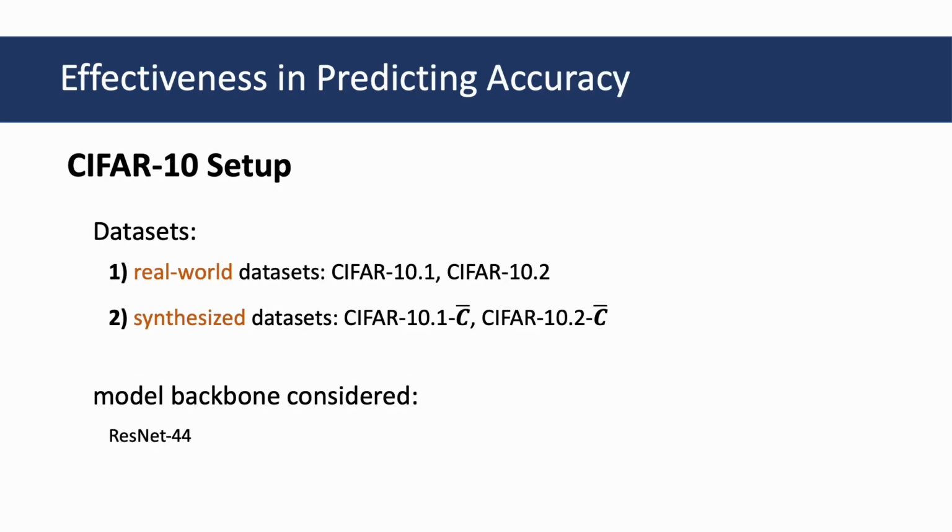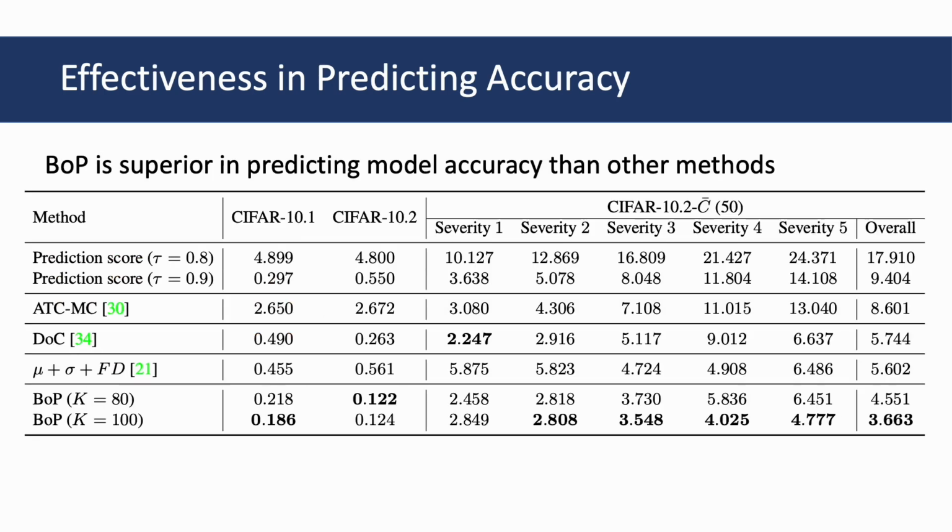Moreover, we explore the efficacy of BOP in predicting accuracy. We use BOP to train a neural regressor to predict model performance. Real-world datasets and synthetic ones are used. The model is ResNet44. In this table, we can see that BOP is superior in predicting model accuracy than other methods.